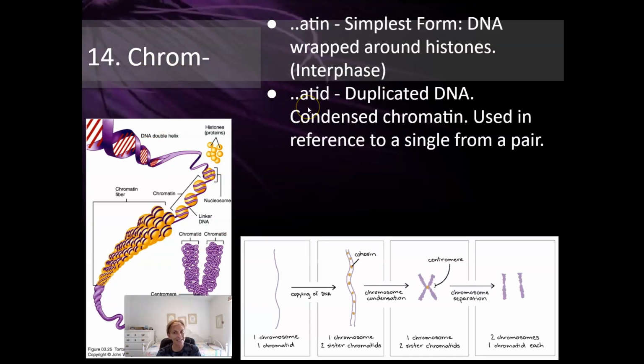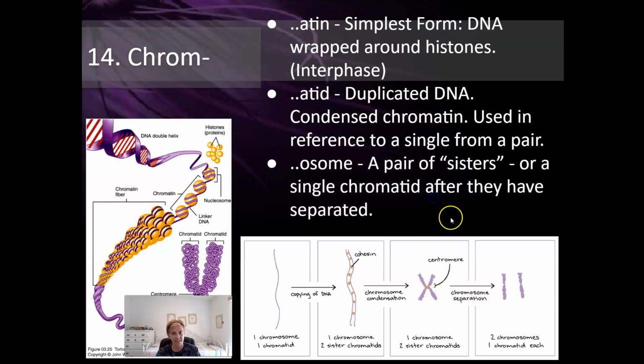Now we have what's called chromatid. So these are the duplicated DNAs. They're condensed chromatins, and they're used in reference to a single from a pair. So a pair is a chromosome, but the singles within the pair are called chromatids. So the chromosome is a pair of sister chromatids. And when they separate, they no longer have that reference of being sisters, and so when they separate, they're once again called chromosomes. That part is kind of confusing.